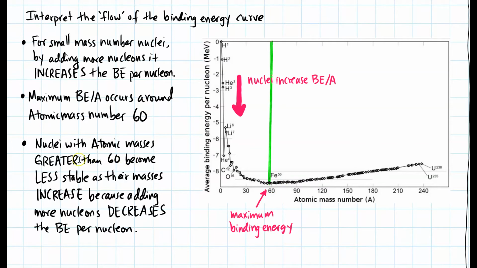Nuclei with atomic masses greater than 60 become less stable as their masses increase because adding more nucleons decreases the binding energy per nucleon. So if this is 60, as I start to go up this ramp, what you're seeing here is that the potential wells are getting smaller. And if they're getting smaller, that means that the nuclei have smaller binding energies and therefore are less stable. So as the nuclei go up the ramp, the nuclei decrease binding energy per nucleon and therefore are less stable.